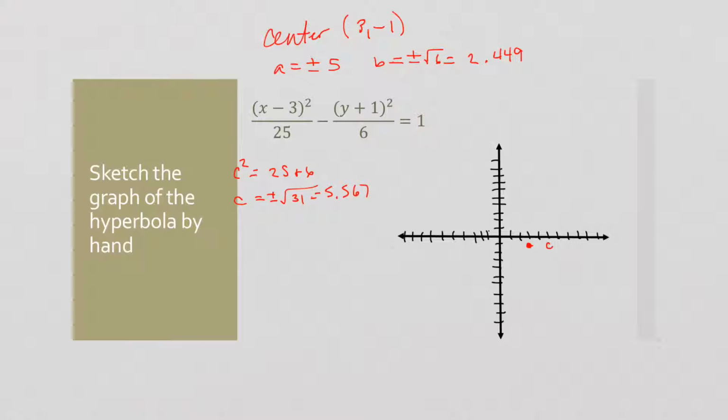So remember, this is an X, so we're going along the X. Here's a vertex. Go 5 the other way. Here's a vertex. And this creates part of our box, don't forget. Okay. Then we need to go plus or minus B, and the B's are going to go up and down. So from the center I need to go up about 2.5.